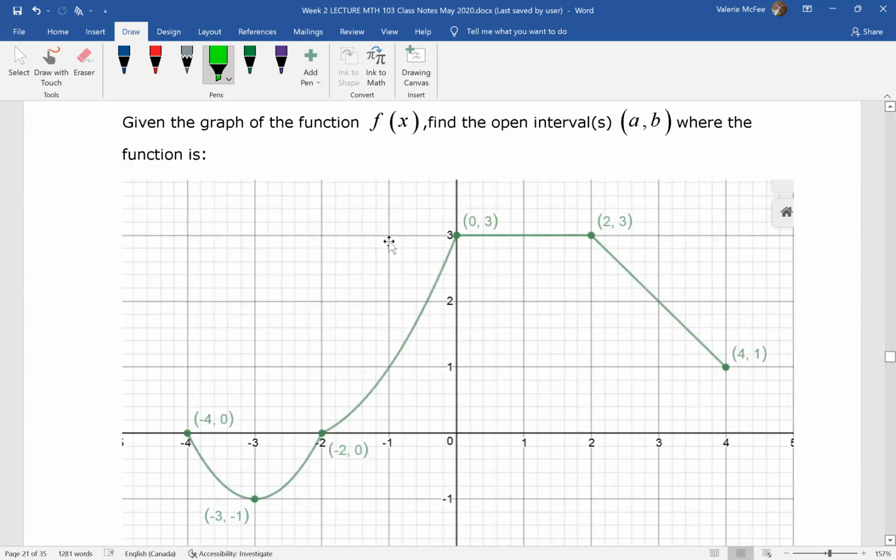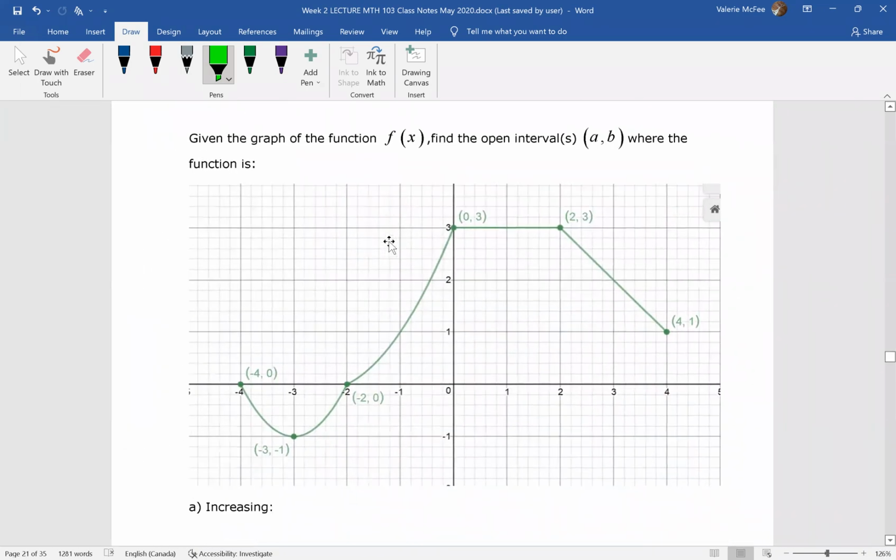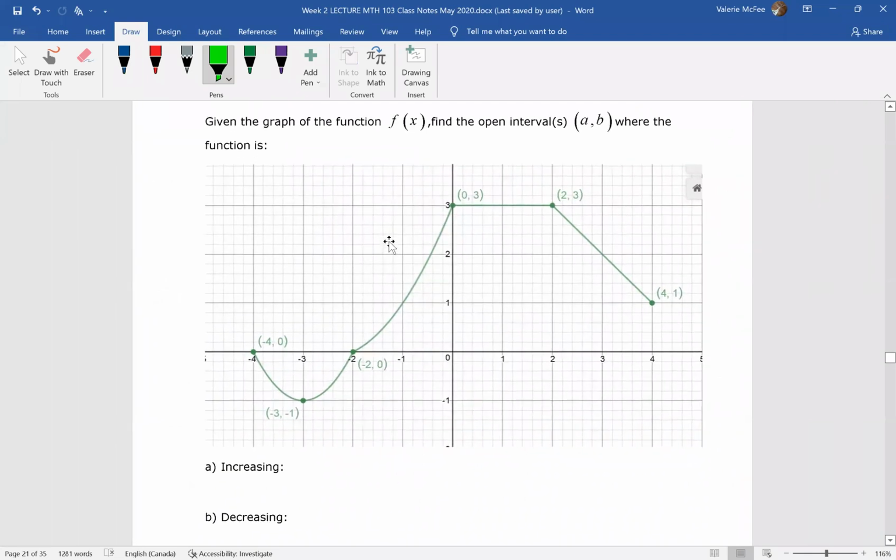So let's look at this graph. Is this the graph of a function? Yes, it is. No matter where I draw a vertical line, remember we're using that vertical line test, it intersects the graph of the function exactly once. So we know we have the graph of a function here. And we're going to look at open intervals because that's what's asked for here. But remember, you can use closed intervals if it doesn't ask for anything specific.